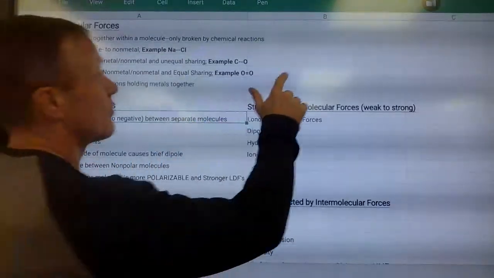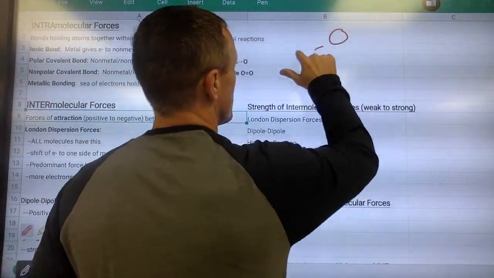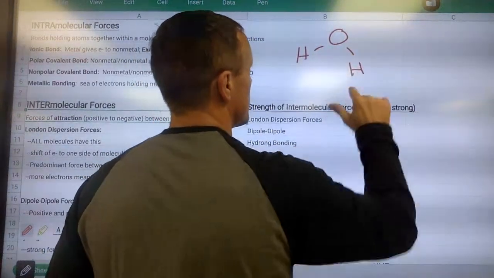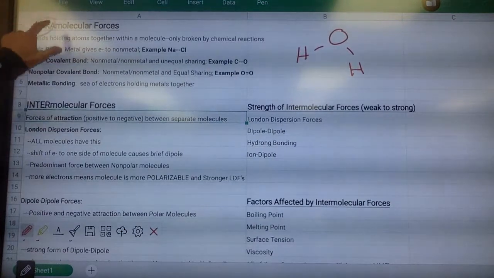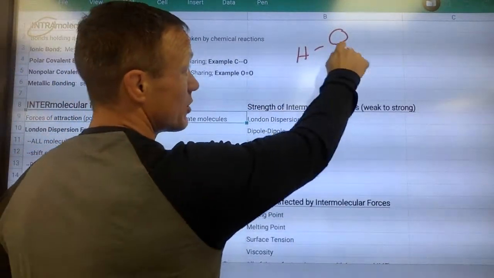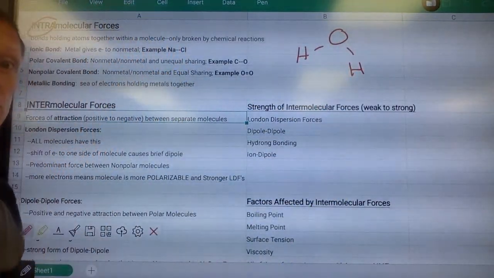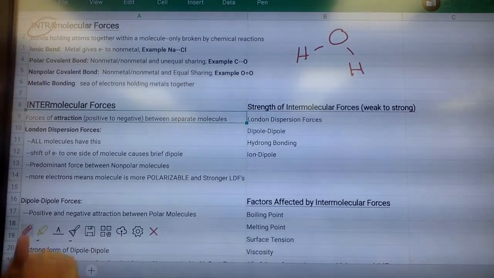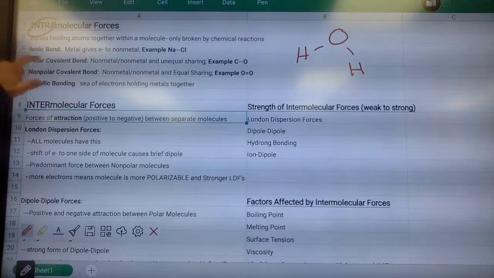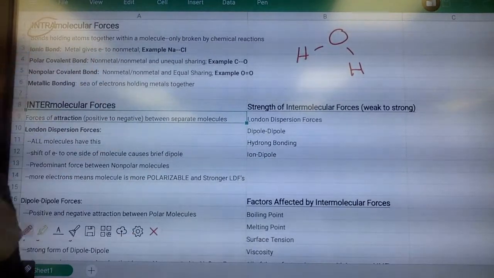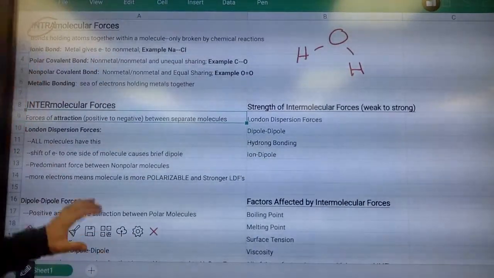So if we have, like, a water molecule there, your intramolecular forces would be your covalent bonds holding the oxygens and the hydrogen. So to break those apart takes a chemical reaction and is tough to do. So those are strongly held together. So ionic bonds, polar covalent, nonpolar covalent, those are intramolecular forces.